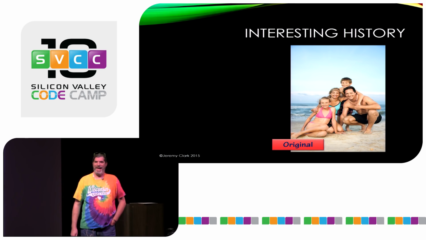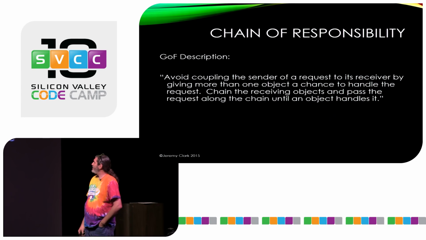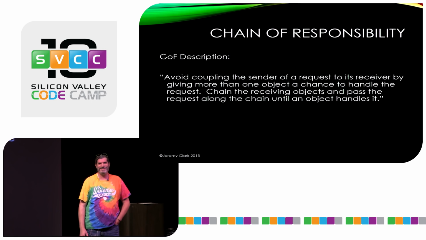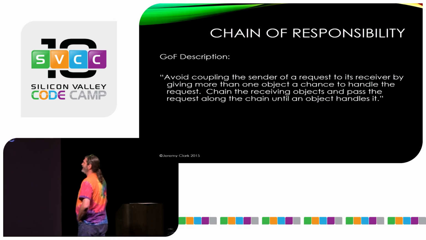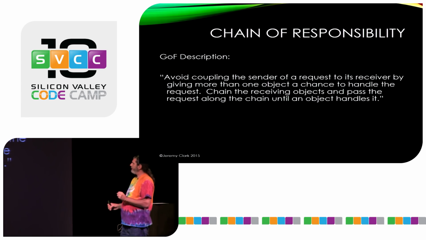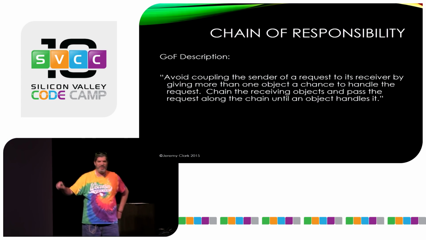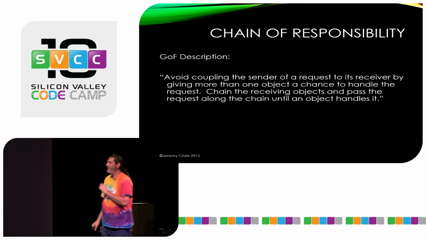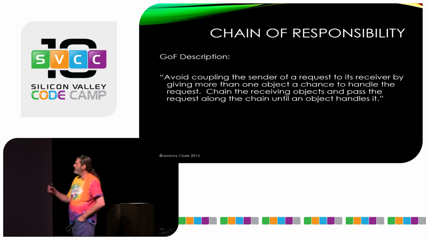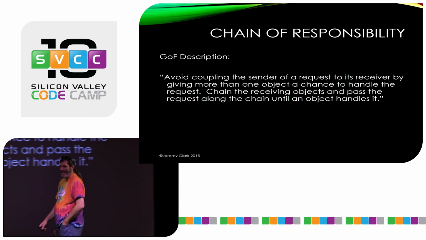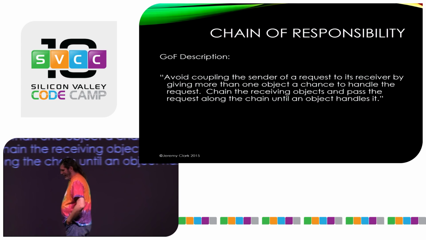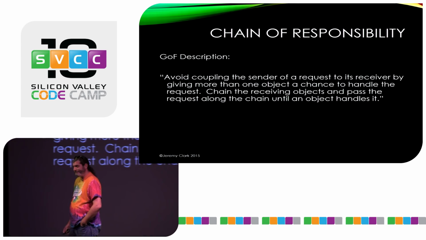Let's look at another pattern that we're already using, the chain of responsibility pattern. I love this one. Avoid coupling the sender of a request to its receiver by giving more than one object a chance to handle that request. Chain the receiving objects and pass the request along the chain until an object handles it. That's a big ball of text right there.